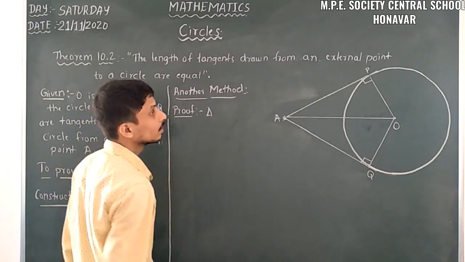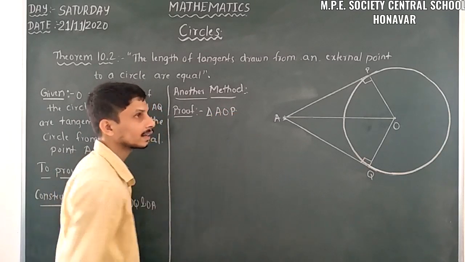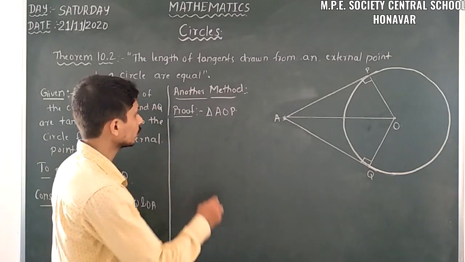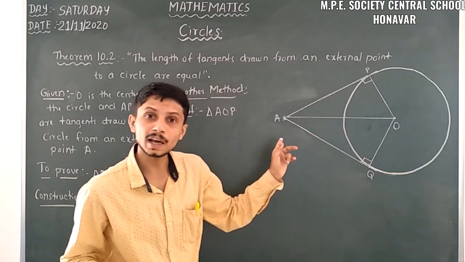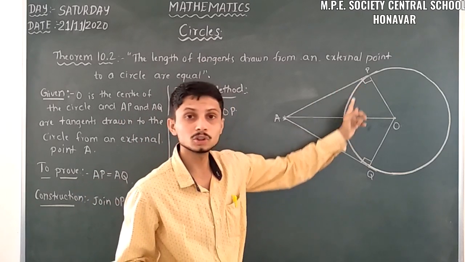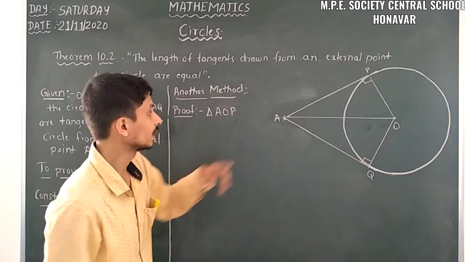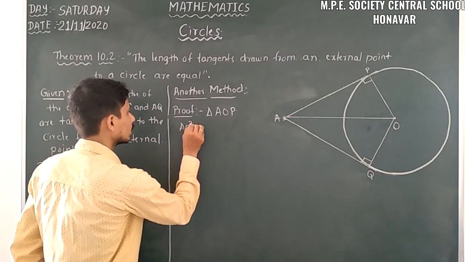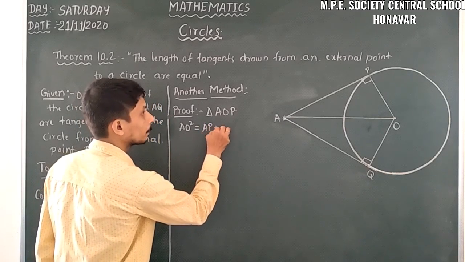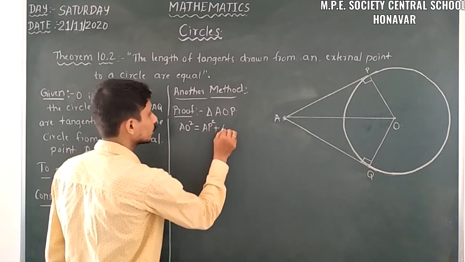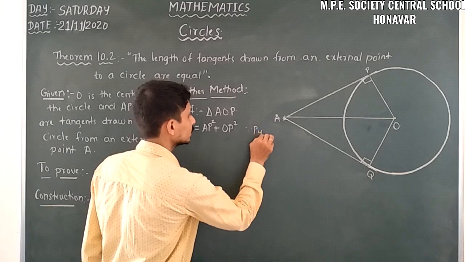So in triangle AOP, it's a right angle triangle, right angle at P. So apply the Pythagoras theorem here. Which one is the hypotenuse? The side opposite to the right angle is the hypotenuse. That is AO. AO square is equal to AP square plus OP square, because it is the Pythagoras theorem.